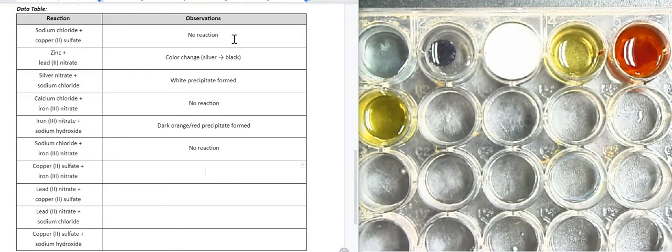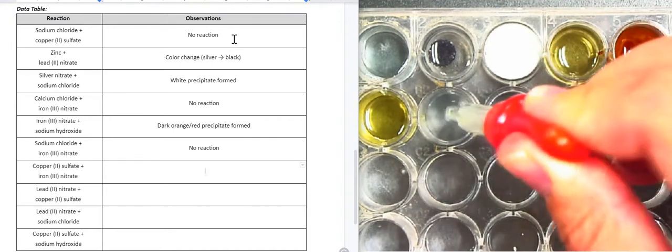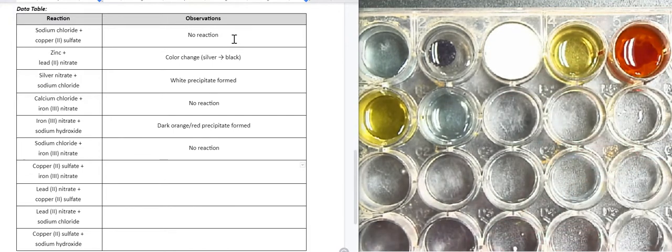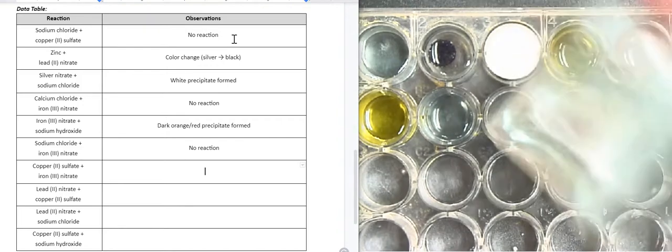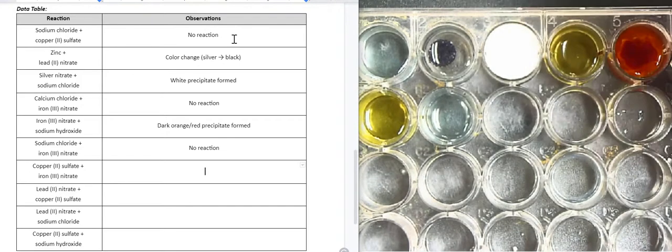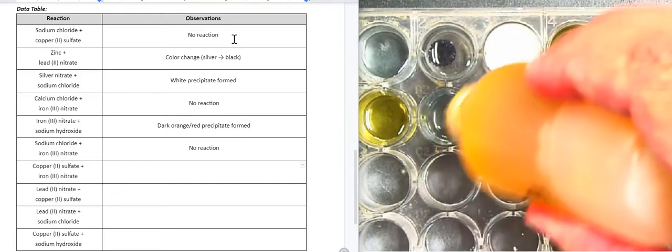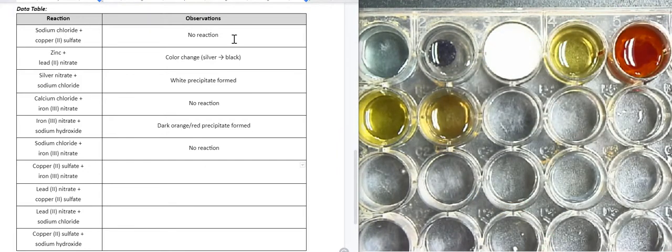Copper II sulfate. Copper II sulfate is a very, very light blue color, if you can see that. And we're going to react it with iron III nitrate. Again, I don't see precipitate. The color does look like it changed, but only because we are reacting a blue solution with an orange solution. We didn't form a new color.